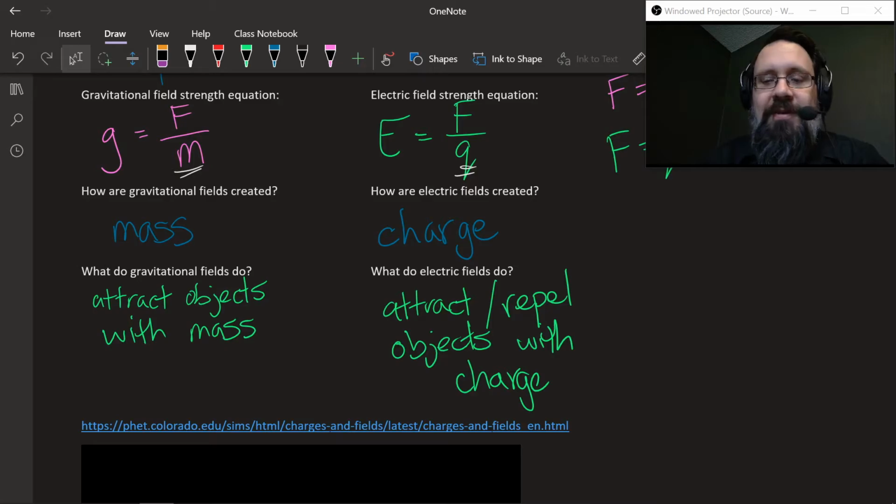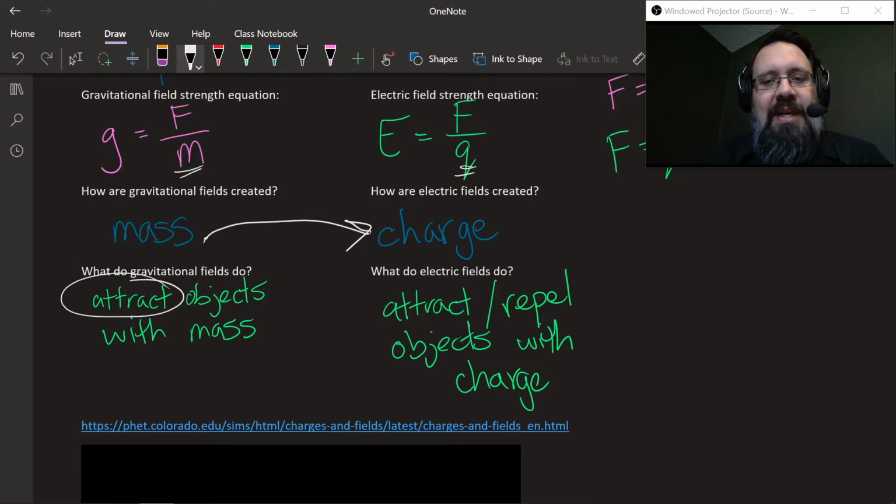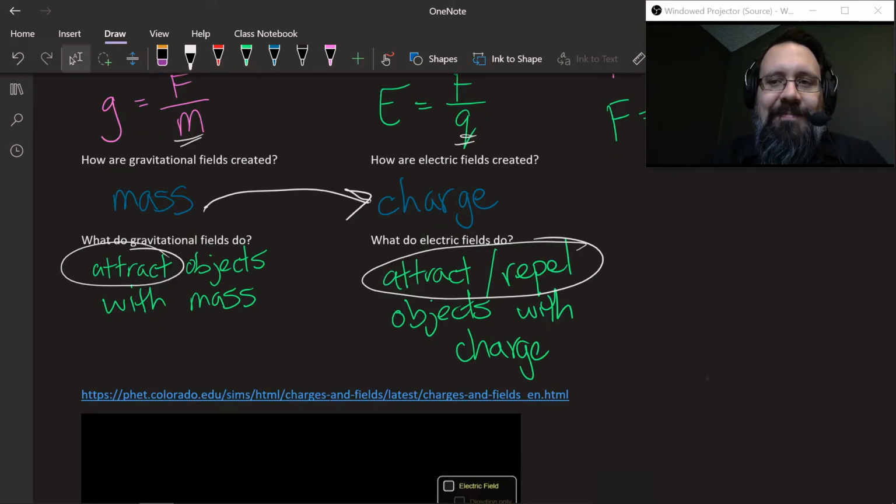The major difference, right, there's two differences. Difference number one, instead of mass, for electricity, we use charge. And instead of always attracting, electricity can also repel. Otherwise, they're very similar forces to each other. It's the similar equation, similar force description. Everything's very similar. The other difference that's not here is that electricity is way stronger than gravity.